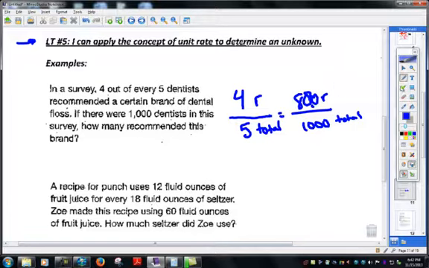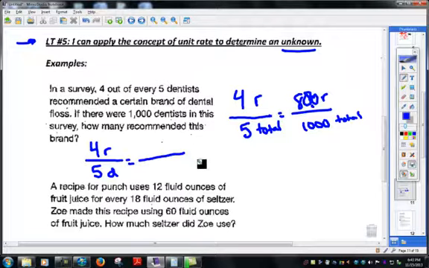Now, that's fine, but that's truly not learning target 6. That's finding a part or finding a whole, or identifying an unknown, but not using unit rate. So now let's use unit rate. 4 recommend out of 5 dentists. Now put 1,000 here. What we're trying to do is figure out how many recommended per 1 dentist. So 1 dentist is there.